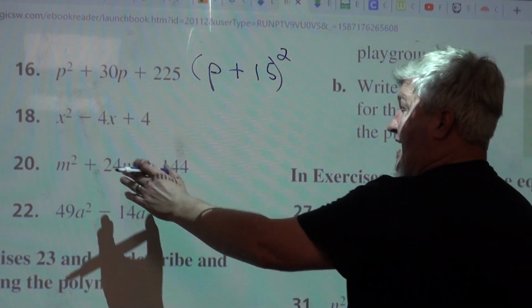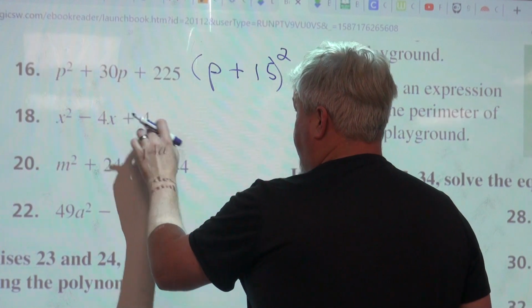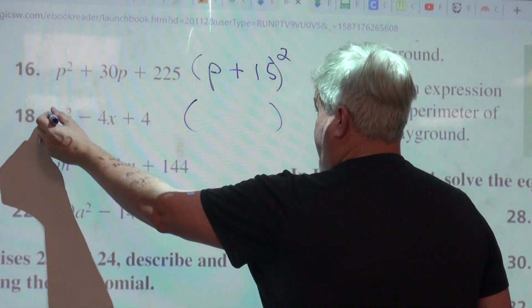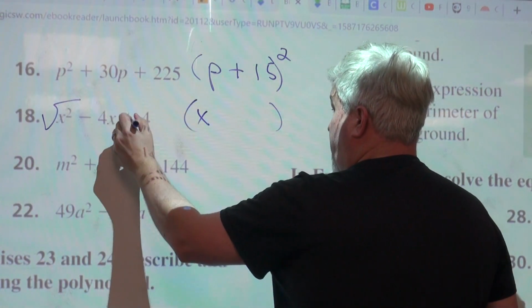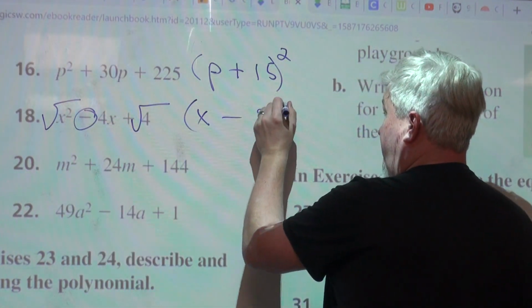Okay, 18. Perfect square, it's a positive. Square root of this is x. Square root of 4 is 2. I have a negative sign here now, so it's x minus 2, squared.